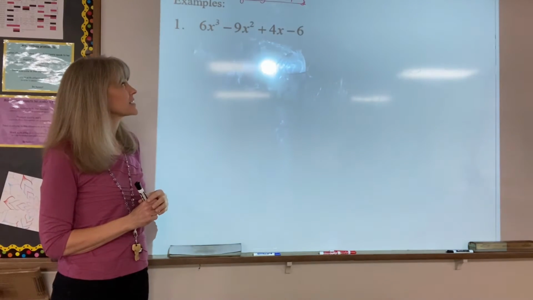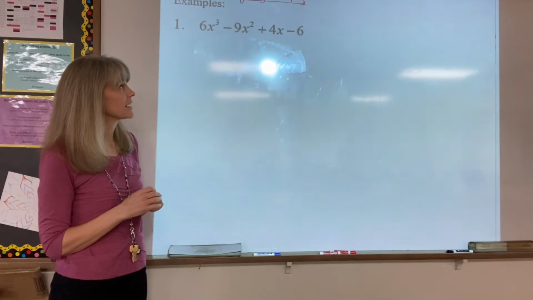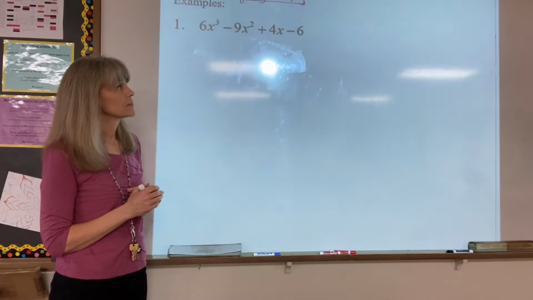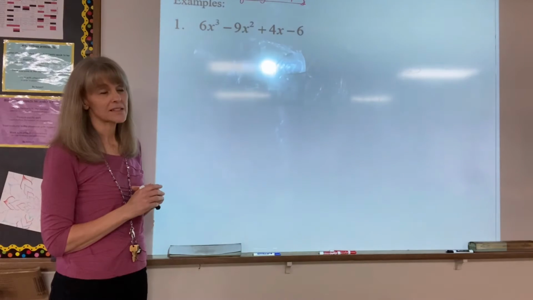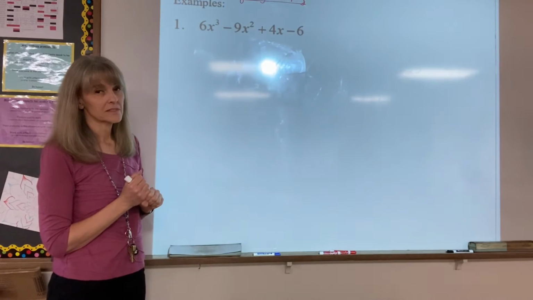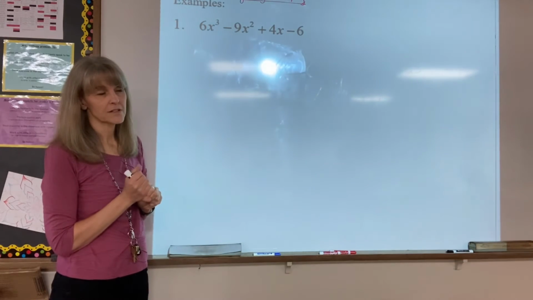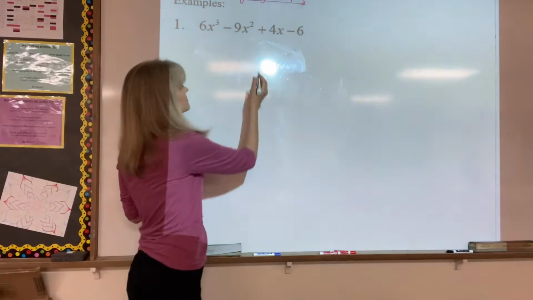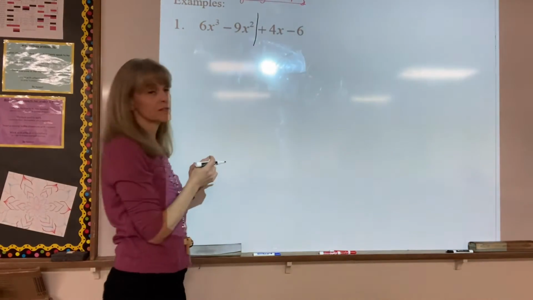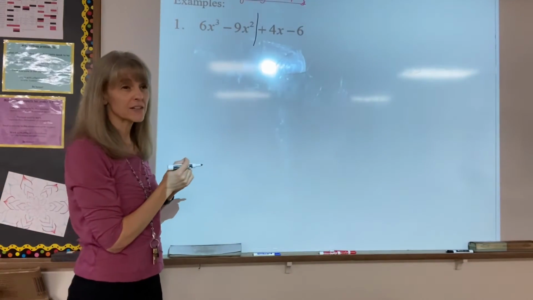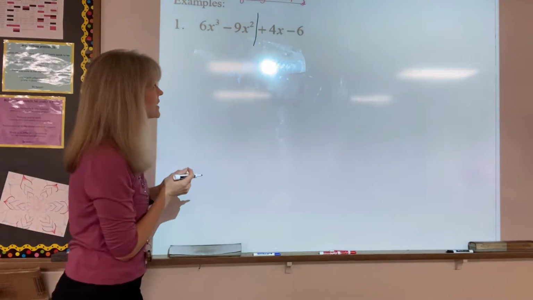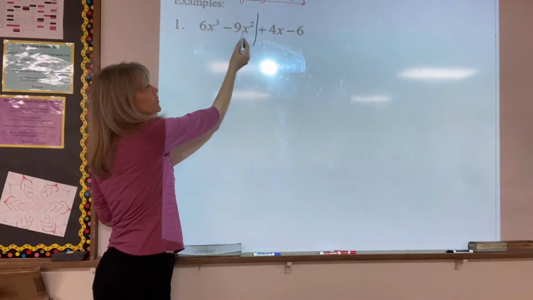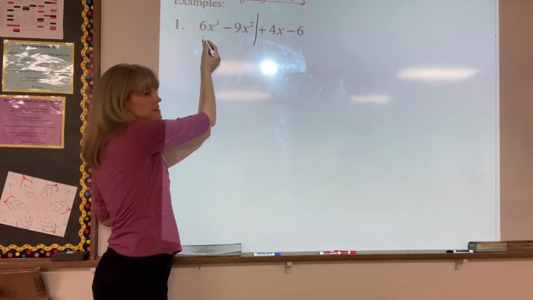6x to the third minus 9x squared plus 4x minus 6. What do you think we need to do first? Take out an x. Yeah, so first we just want to find our two groups, first two terms, second two terms. Now, what can I take out of the first two terms?